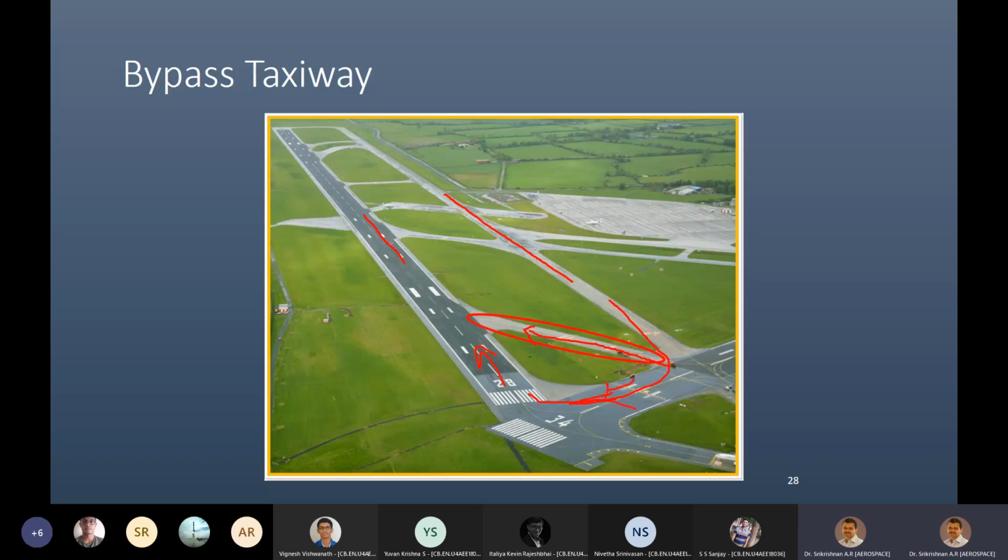So for an aircraft which has to take off, it can take this route, and also for an aircraft which has landed, it also has the option of taking this bypass route, in case there is another aircraft which is standing in front of it. So that's the function of bypass taxiways. They connect the runway to probably a parallel taxiway in such a way that part of the runway can be bypassed.